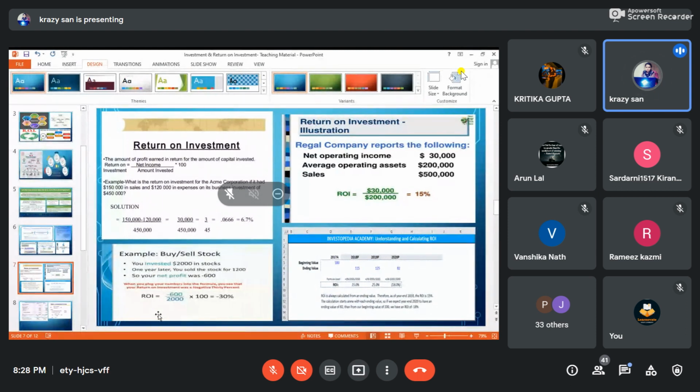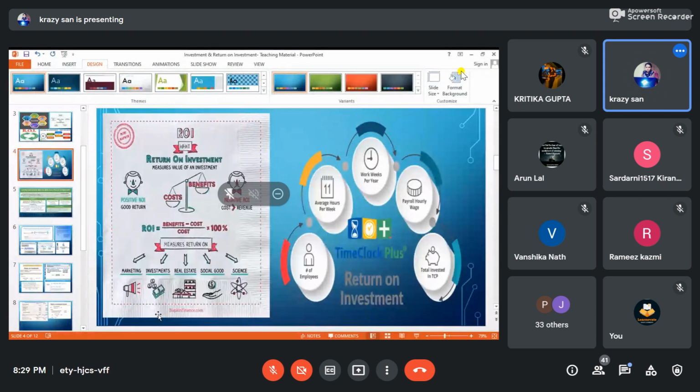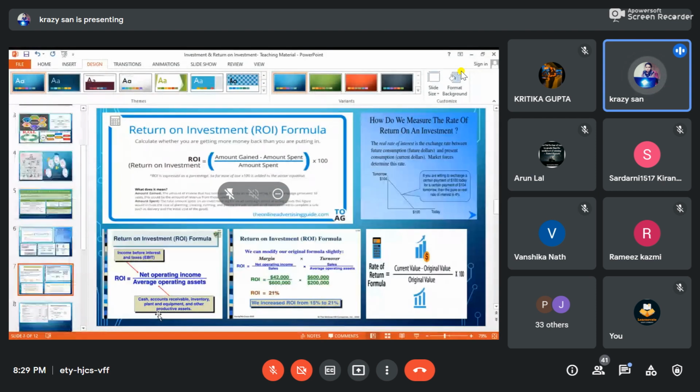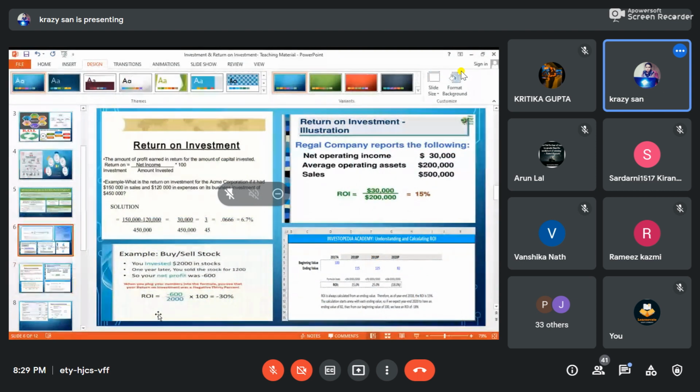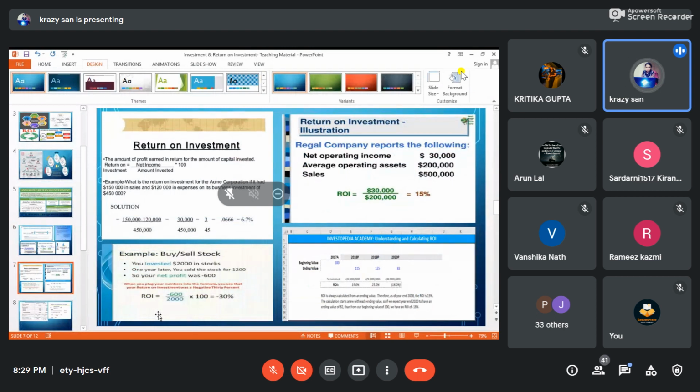You will calculate it directly. First you'll find out net income. How is net income calculated? Tell me. Net income was calculated. How was it calculated? Should I go up again? Tell me, anyone, how it is calculated? Net income is calculated as amount gained minus amount spent, and that should be divided by amount invested. How much did it come to? When you do the calculation, it's 6.7%.